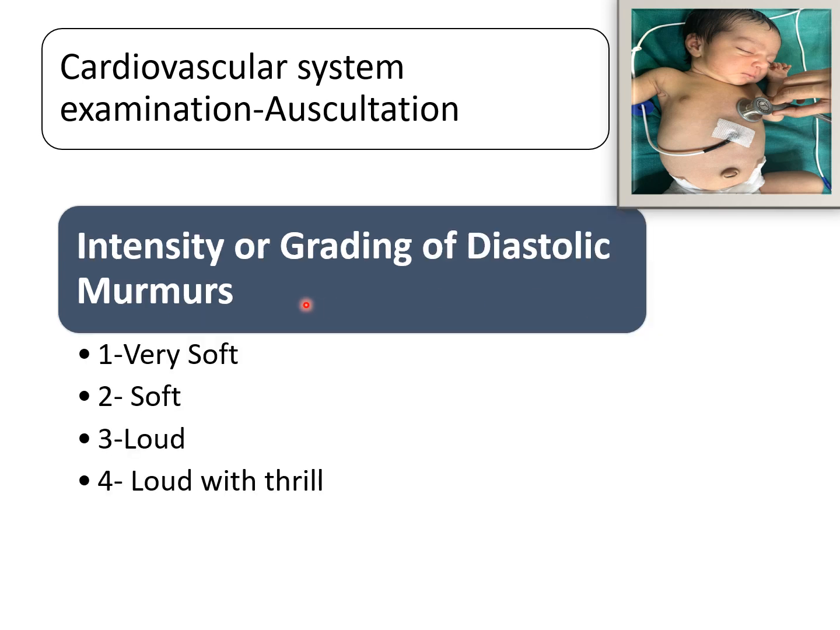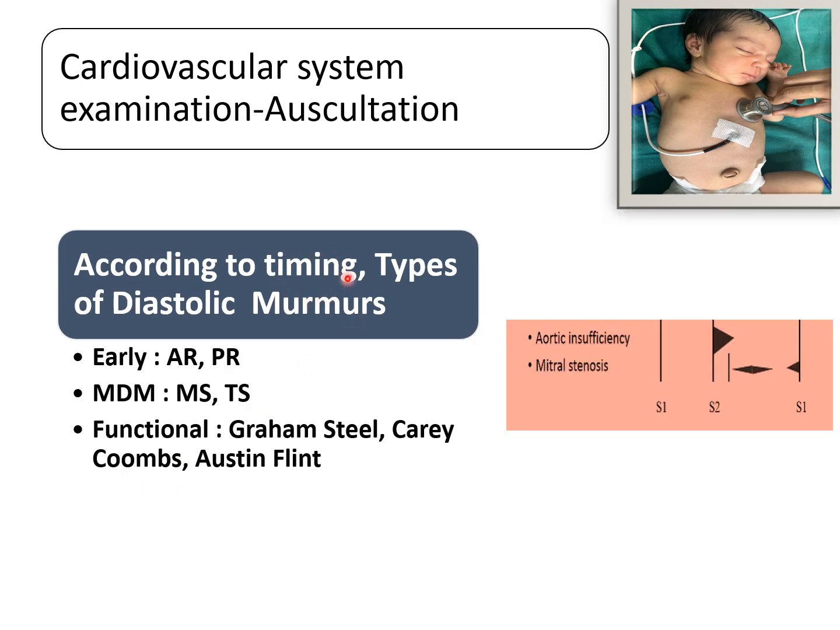Now we have to grade the diastolic murmur according to intensity. Very soft murmur is grade 1, soft is 2, loud is 3, and loud with thrill is grade 4. According to timing, early diastolic murmur is seen in aortic regurgitation and pulmonary regurgitation. Here in this image you can see the early diastolic murmur of AR.